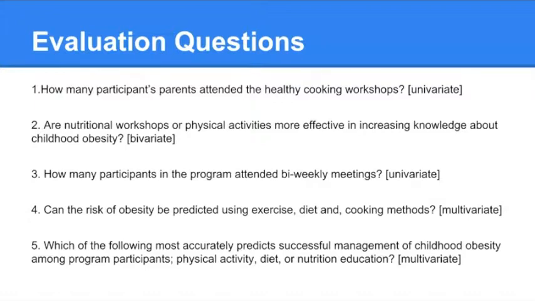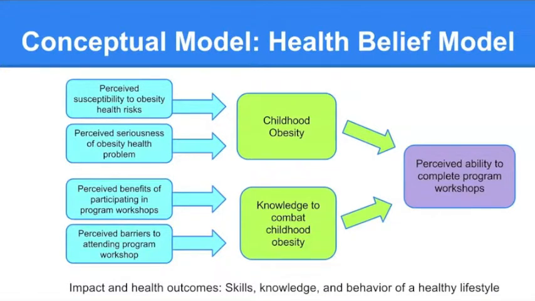We are using the Health Belief Model, which is regularly used to help explain and predict health-related behaviors. Beginning with this model, understanding susceptibility and seriousness of the problem and the perceived threat of the problem, childhood obesity, along with perceived benefits of participating in program workshops and perceived barriers to attending the workshops. Understanding these leads to the outcome expectation of gaining knowledge to combat childhood obesity. All this leads to the perceived ability to complete the program.